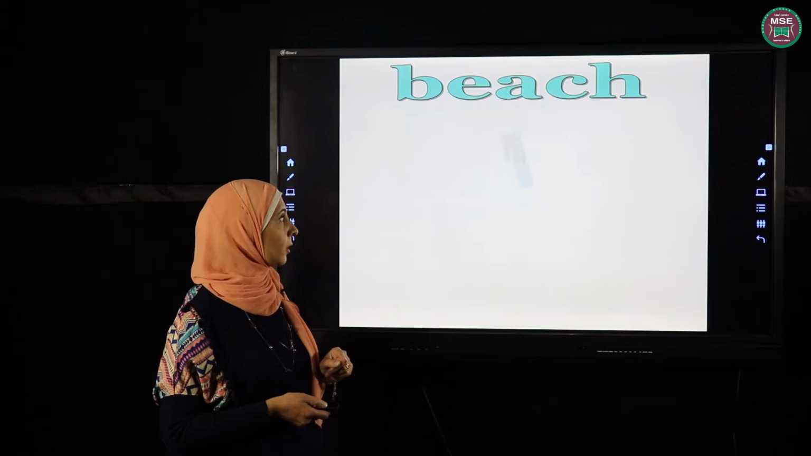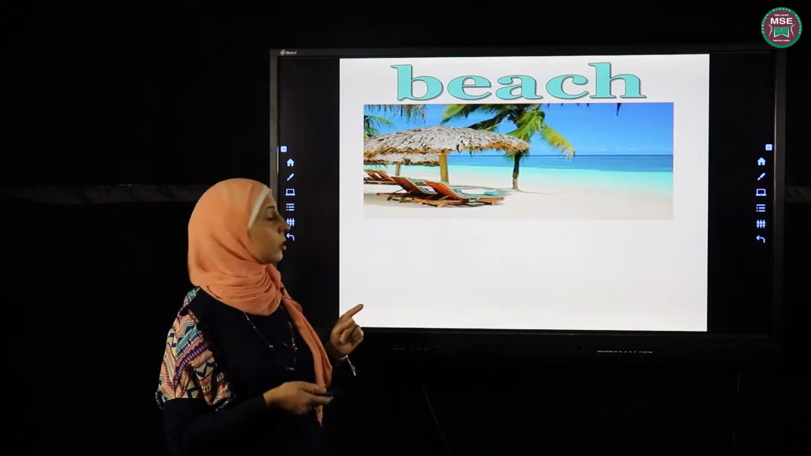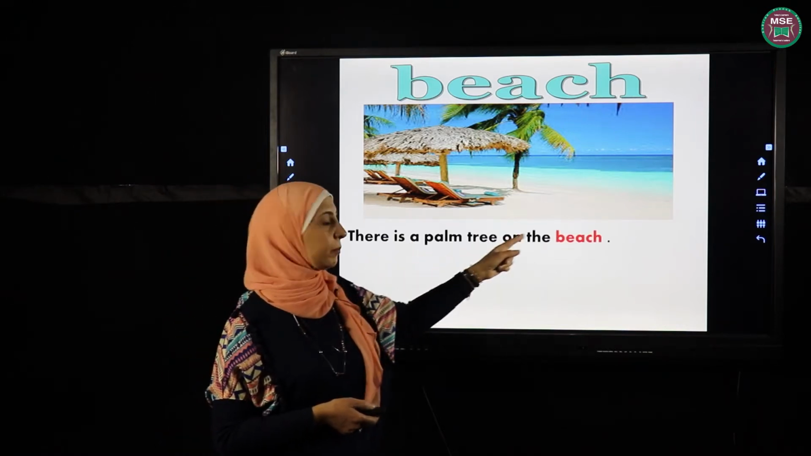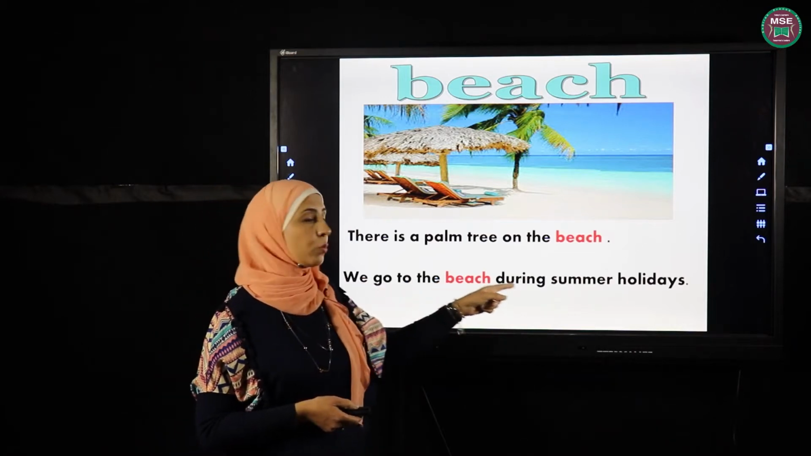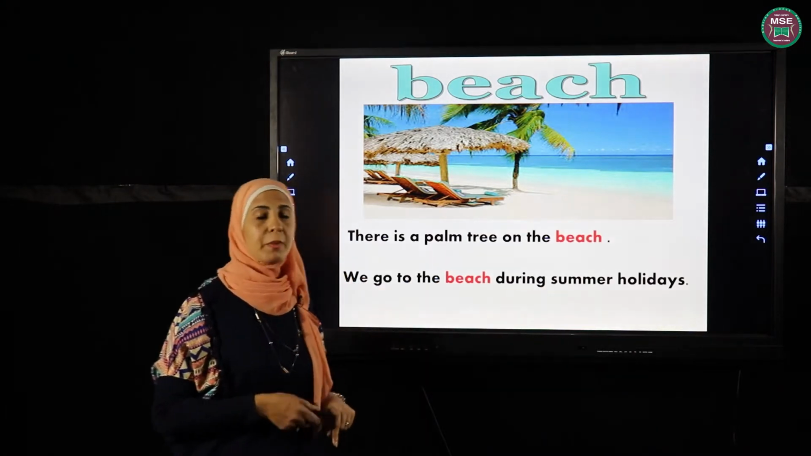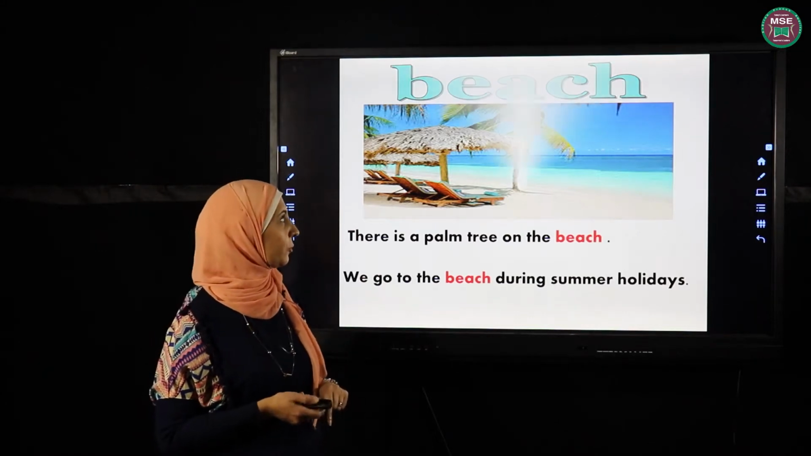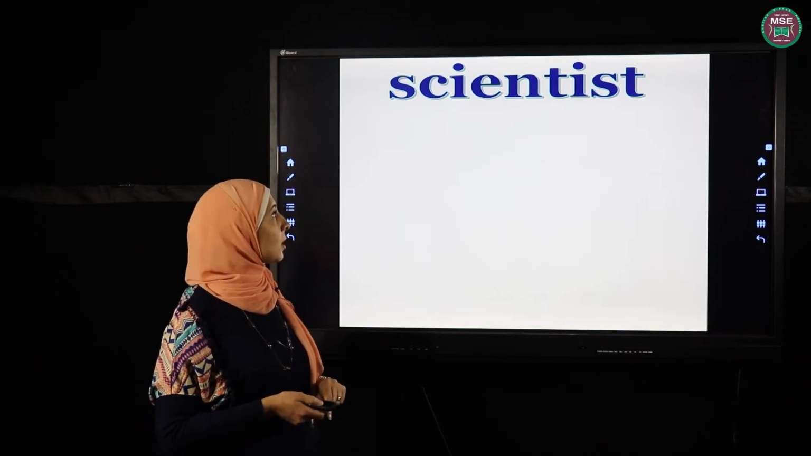Beach. As you see here in the picture, beach. There is a palm tree on the beach. We go to the beach during summer holiday. Let's repeat the word one more time. Beach. Excellent, thank you.